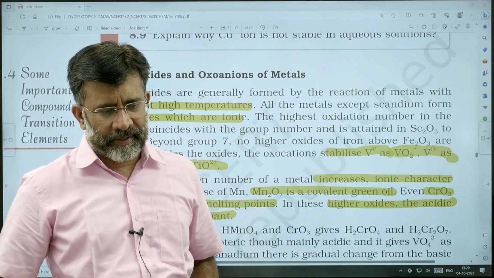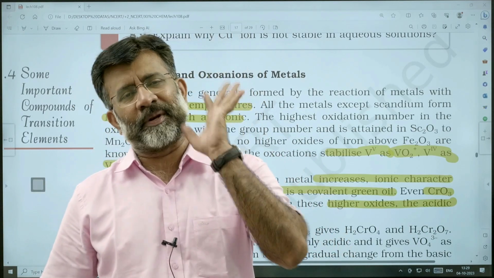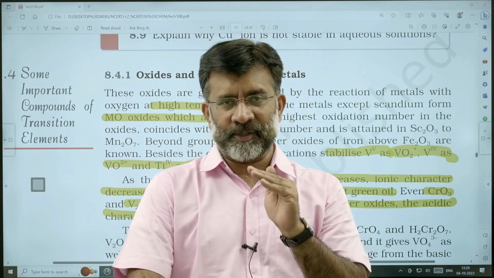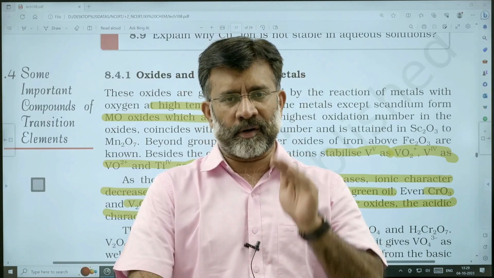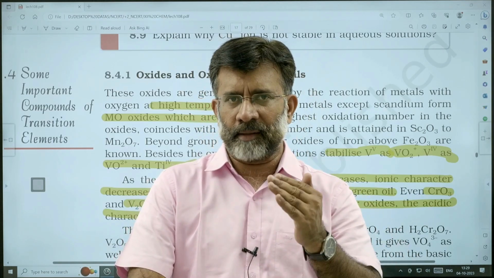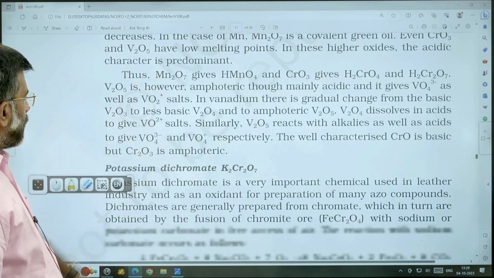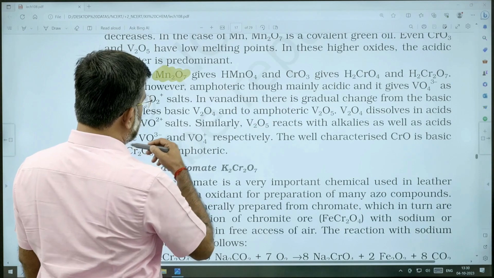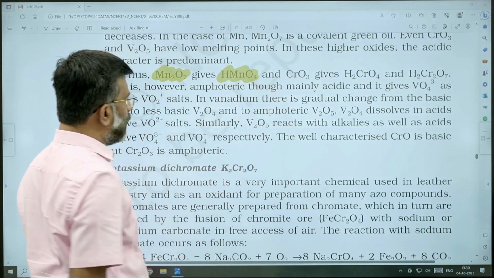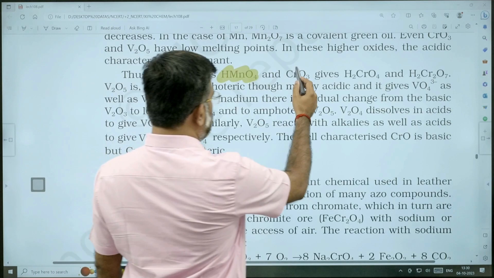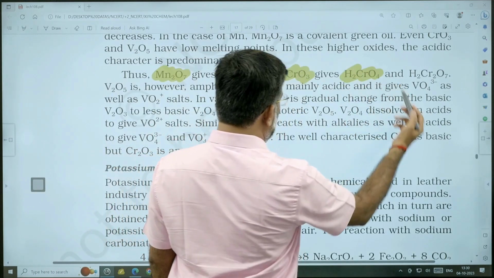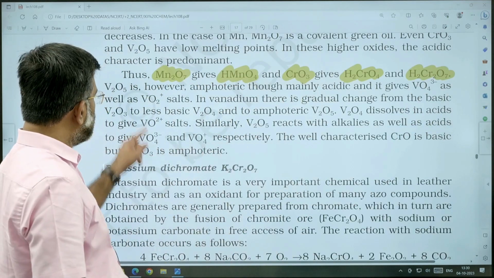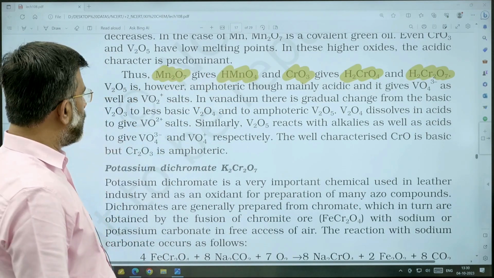That's what I just commented. Lower oxidation states will be more basic in nature. Higher oxidation states are expected to be more acidic in nature. Quite naturally, in between, they may be amphoteric. And look at the characteristics. Mn2O7 is distinctly acidic as you get permanganic acid. CrO3, plus 6 state, gives chromic acid and dichromic acid. Plus 6 state. This is plus 7 state, giving permanganic acid.